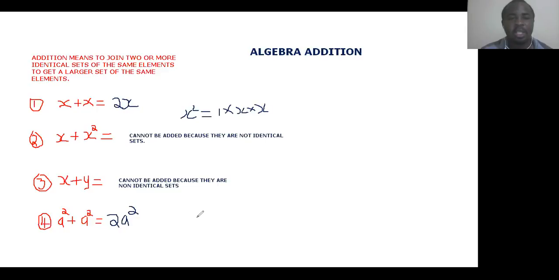All right. So that's essentially all there is to algebra addition. You don't have to sit down and remember any rules or anything like that. All you have to do is use the concept and apply critical thinking to the concept to be able to get to the answer.